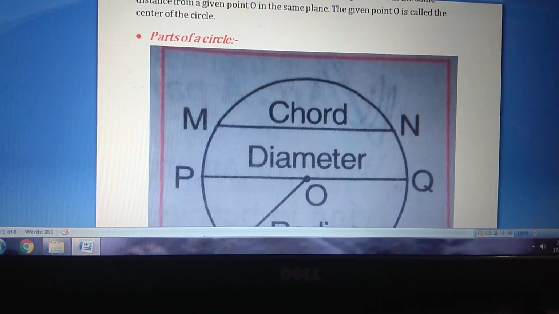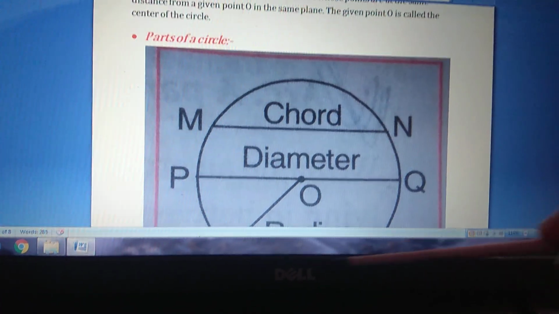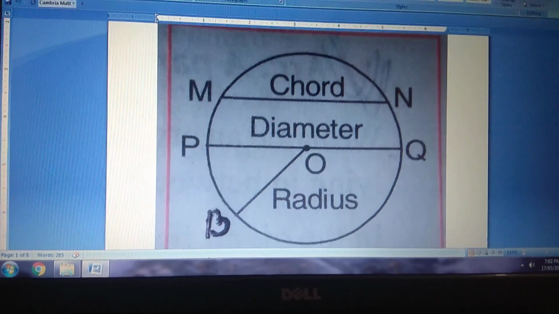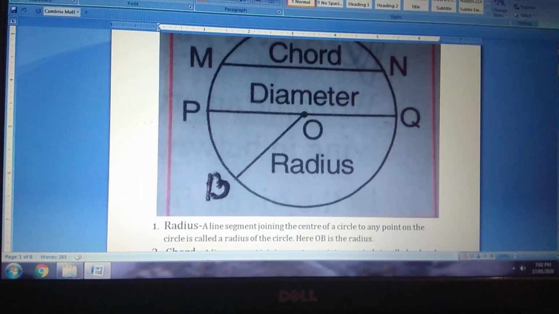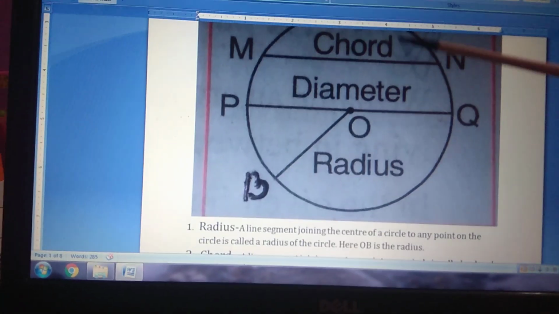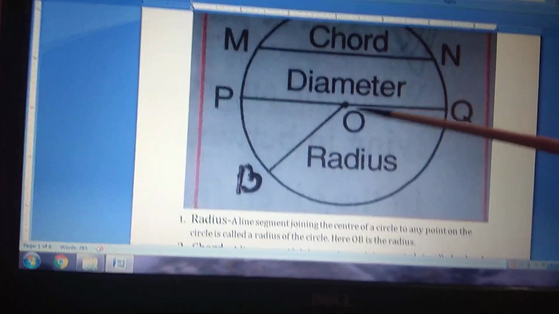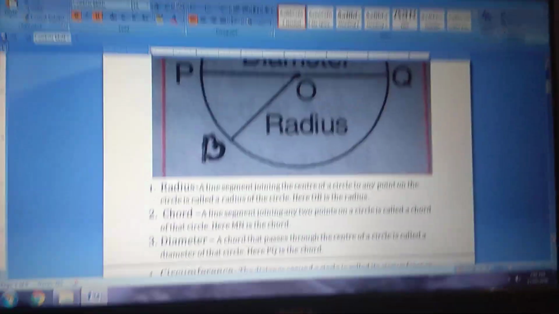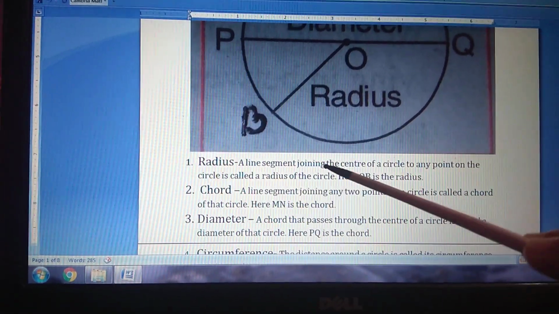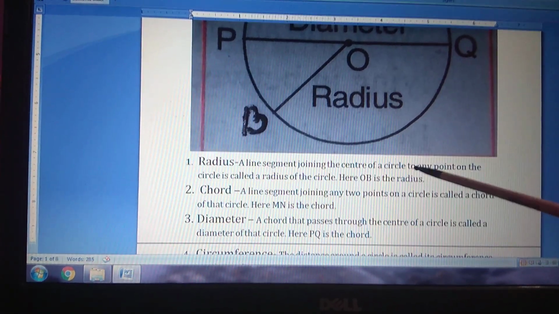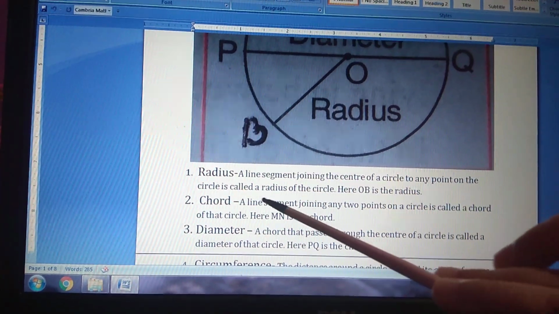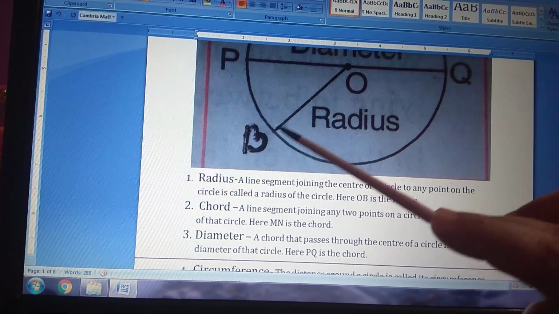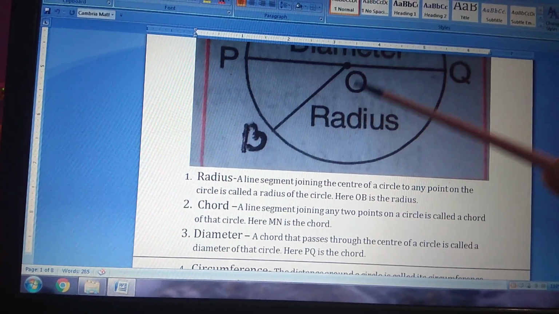Okay. Now we will go to the various parts of this circle. So the next topic is the parts of a circle. You can see this figure in your book also. We will define a chord, a diameter, and a radius. So let's have a look. What is radius? A line segment joining the center of the circle to any point on the circle is called the radius of the circle. So the center and any point on the circle, this is called radius.